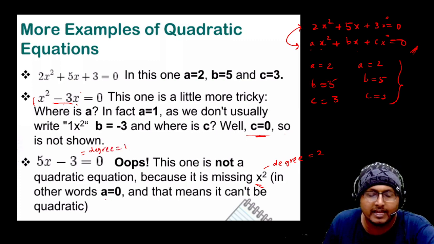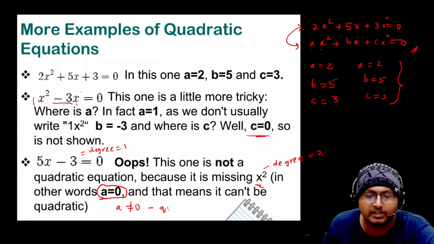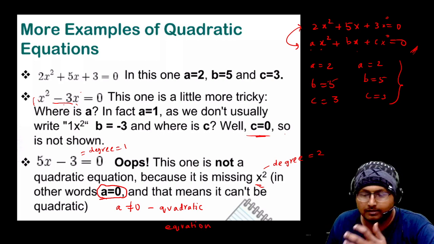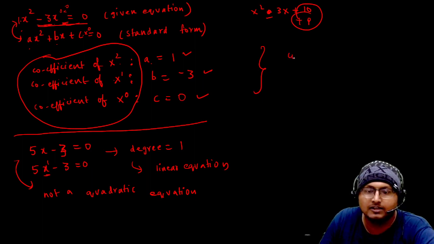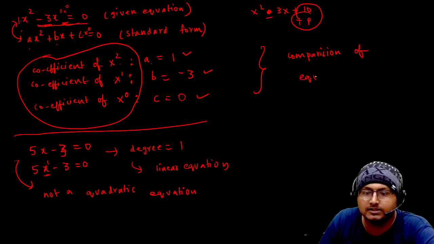In other words, a equals 0. But the condition of a quadratic equation is that a should not be equal to 0. That means it can't be quadratic. That's the thing, it is just a comparison. First thing is comparison of equations in standard form.